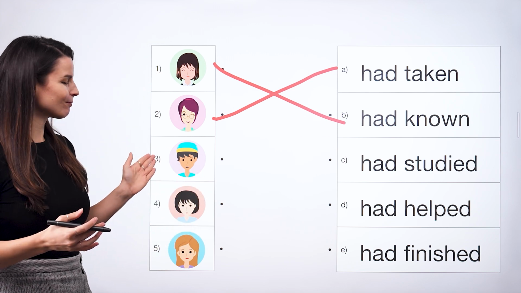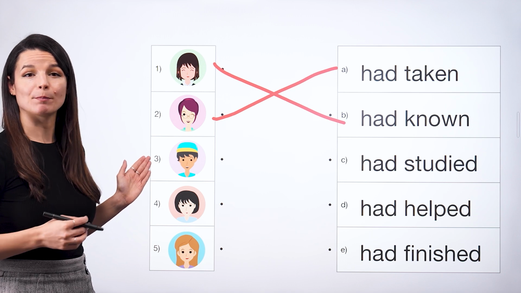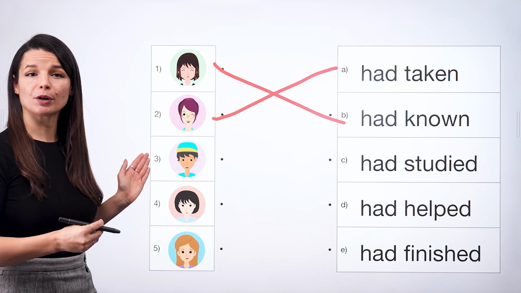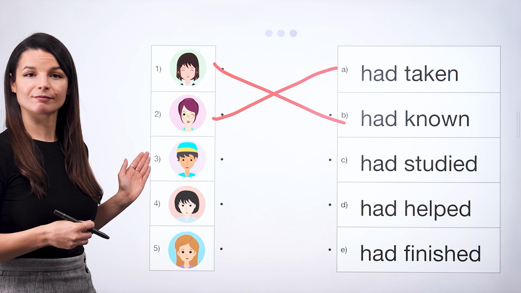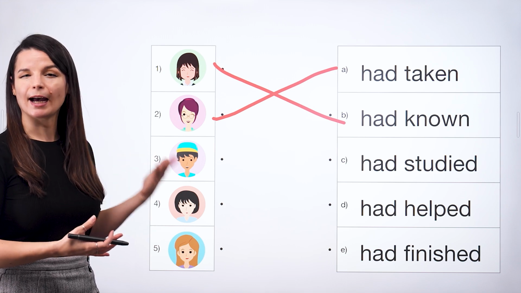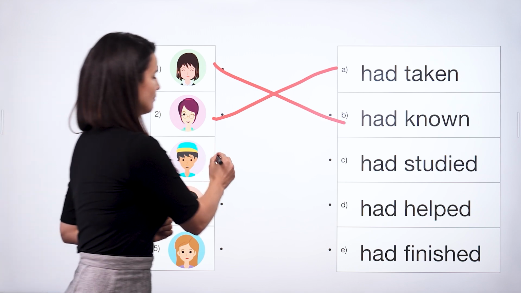Next. If I had helped out more, we would have finished on time. One more time. If I had helped out more, we would have finished on time. Did you hear had helped? Had helped is the past perfect here.